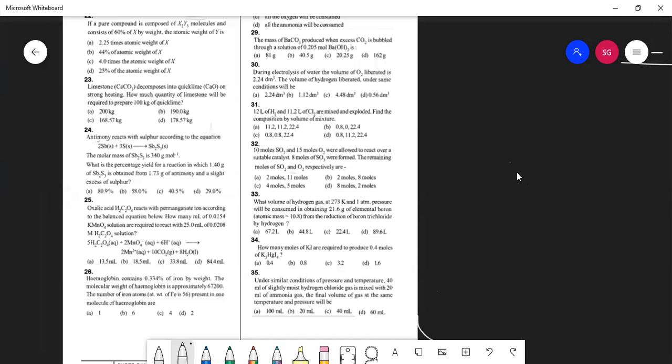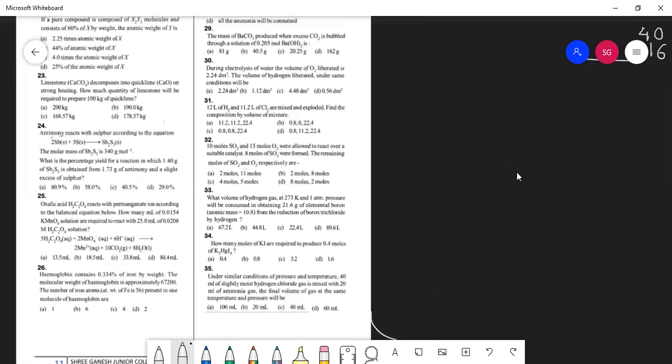Read the question carefully. The oxalic acid reacts with permanganate according to the balanced reaction. How many ml of 0.015 molar KMnO4 and 0.0208 molar H2C2O4? This is oxalic acid. Means some information of KMnO4 is given, and some information of oxalic acid is given. If the reaction is also given, I can use the chemical equivalence formula.